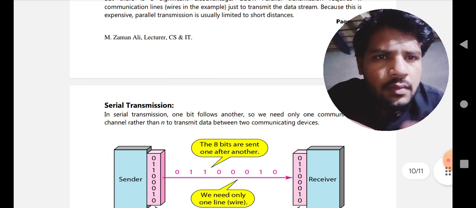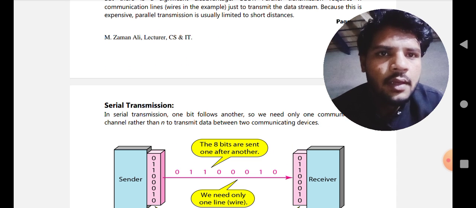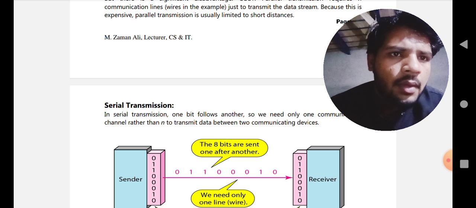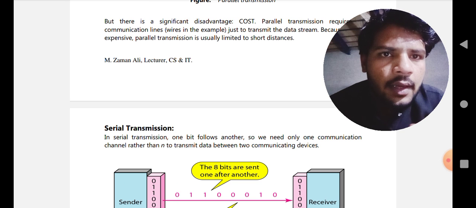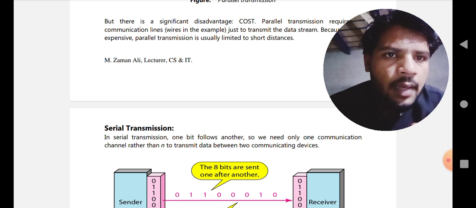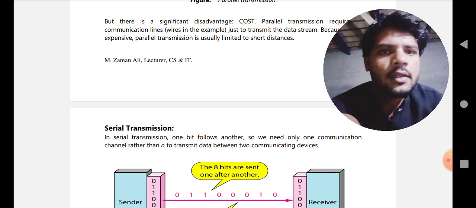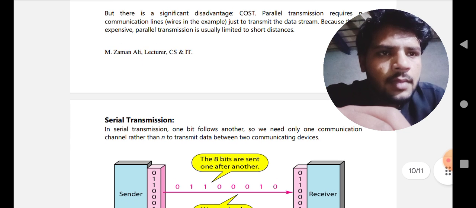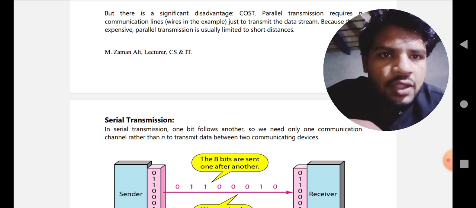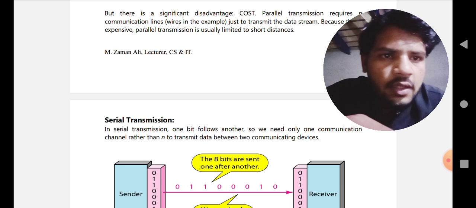Now we will discuss serial transmission. What is serial transmission? In serial transmission, one bit follows another, so one by one. We send data one by one, so that is time consuming, and it has many disadvantages compared to parallel transmission. In parallel transmission, we need n communication channels, but in serial we need only one connection channel between two communicating devices.